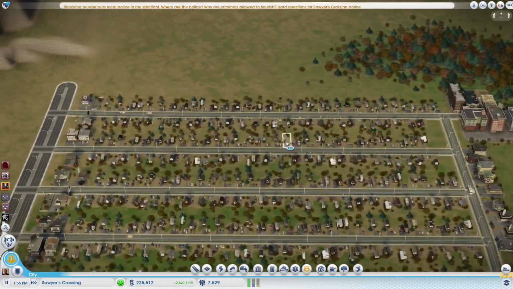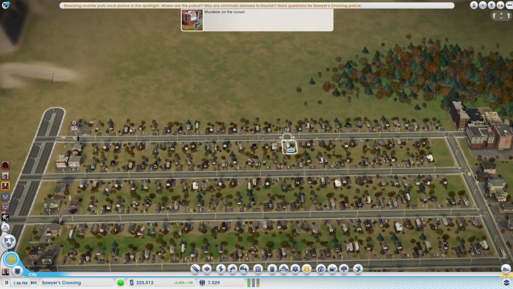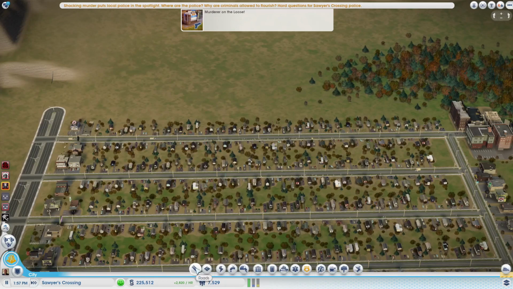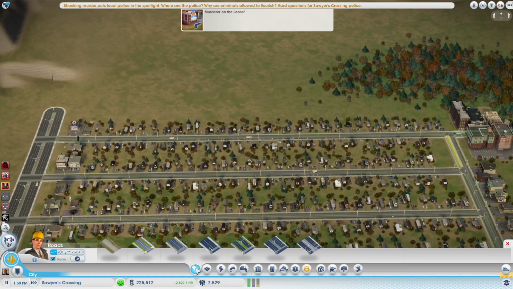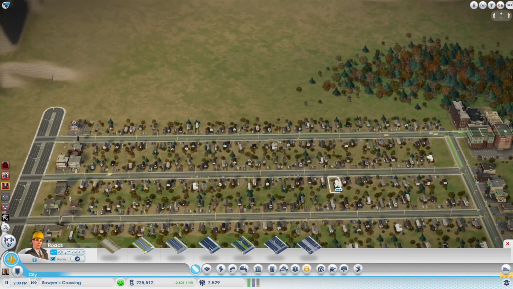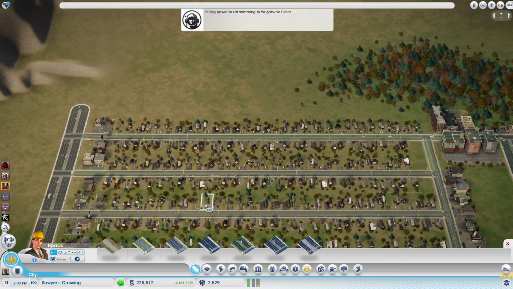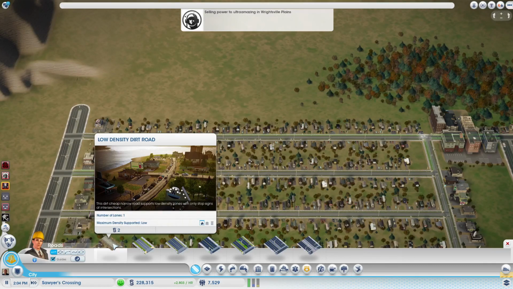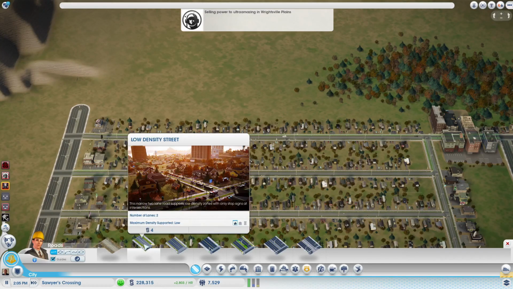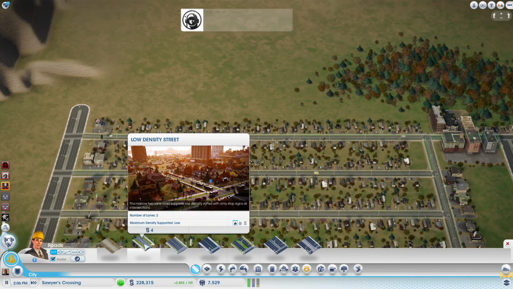So, let's start with the most important factor, and that is the roads. The road that a building is on determines its maximum potential as far as density is concerned. So, a low density dirt road, a low density street, what you're going to get no matter what is a low density house, commercial location, or industry.